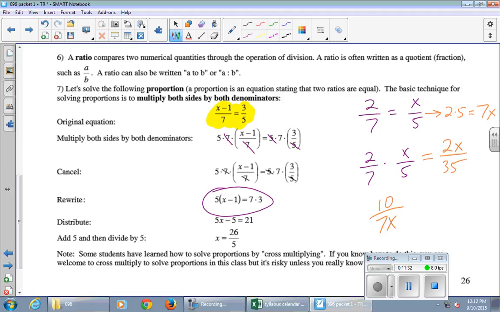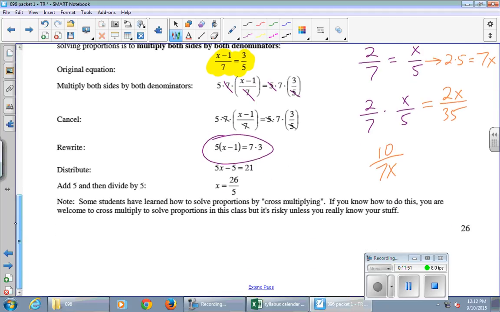Admittedly, okay, it saves you 2 lines if you just cross multiply. But if cross multiplying is going to confuse you when it comes to multiplying fractions straight across, don't do it. Do this. Multiply both sides by both denominators. Okay, solving that equation is pretty straightforward at this point in our class, so we're not going to look anymore at that one. Just a note, if you cross multiply, make sure that you know exactly what you're doing, because otherwise it is risky. Okay, totally fine with me, but just know the risk.